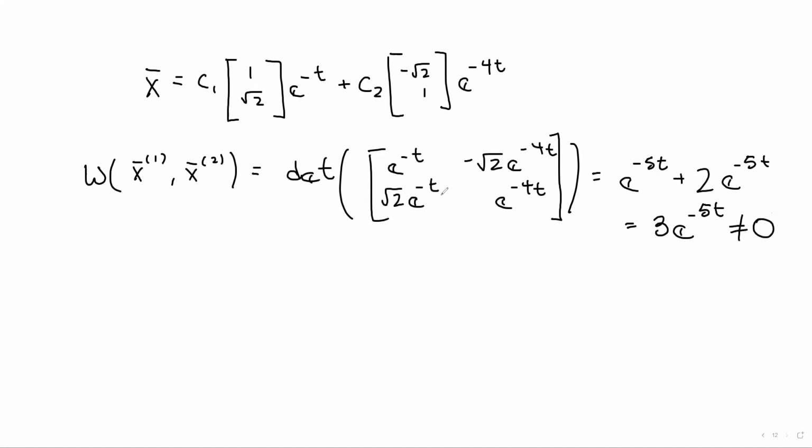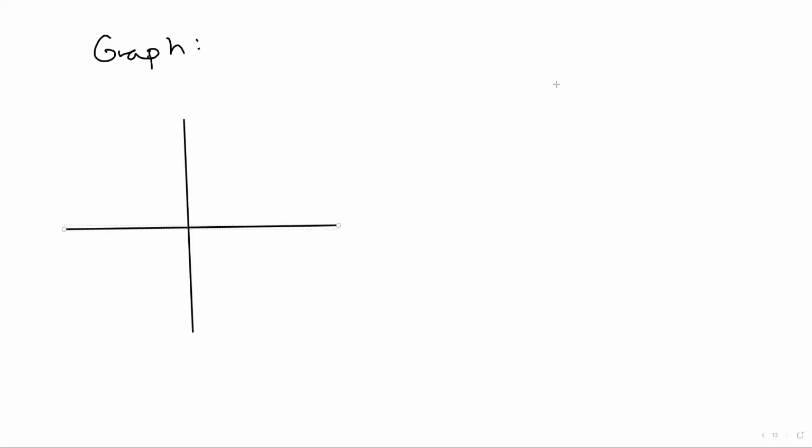And so there's enough difference between these two solutions. These two solutions are linearly independent. There's enough difference between these two solutions that we will get all of the solutions. All right, and then finally, we can go through and graph or sketch. Draw our x2, x1 plane.